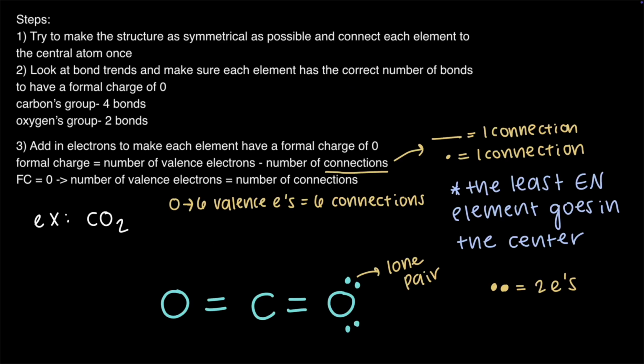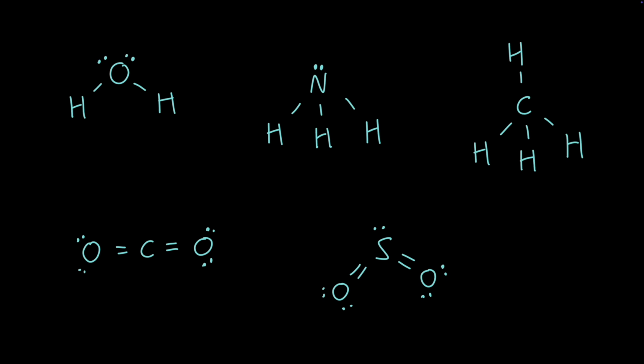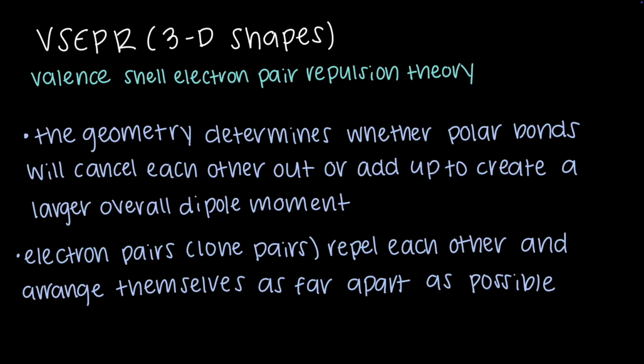I will do the same thing for the other oxygen. It has 2 connections right now, so I will add 2 lone pairs to make 6 connections total. Carbon has 4 valence electrons, and it has 4 connections, so it has a formal charge of 0, and no electrons need to be drawn. If you're comfortable drawing Lewis structures for molecules like H2O, NH3, CH4, CO2, and SO2, you're ready to move on. Once you have the Lewis structure, the next step is figuring out the 3D shape using valence shell electron pair repulsion, or VSEPR theory.